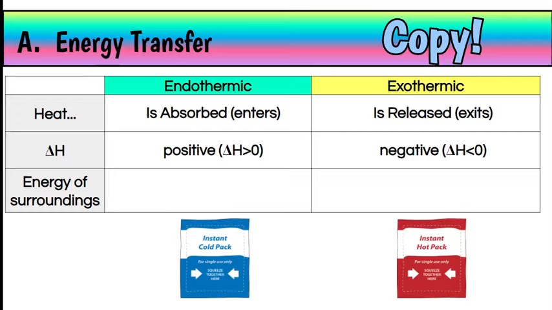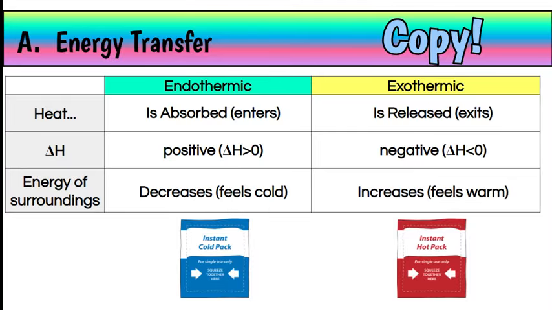For the energy of the surroundings, I have a picture here, a cold pack. A cold pack absorbs energy in order for the salt that's inside to dissolve. And it absorbs energy from you, the surroundings, when you touch it. And so you're actually going to feel colder when you touch a cold pack. So it decreases the energy of the surroundings. We feel colder. For exothermic, the opposite's true. Like a hot pack, you break that water inside the hot pack, it dissolves the salts, that makes it exothermic. It releases heat to you, the surroundings, and it feels warm.